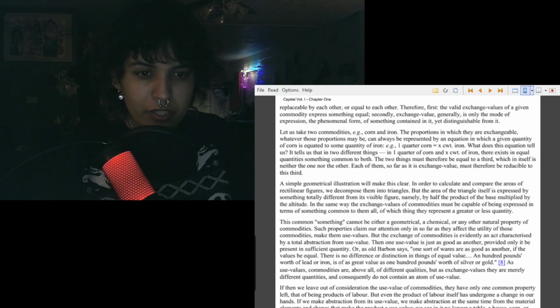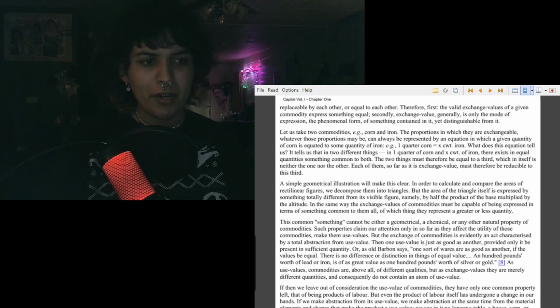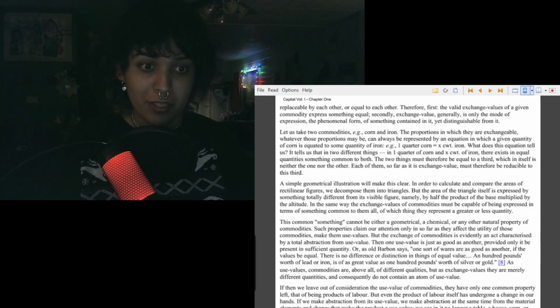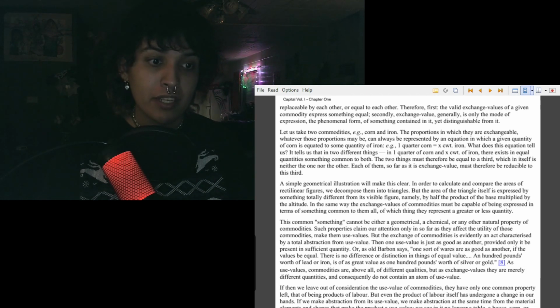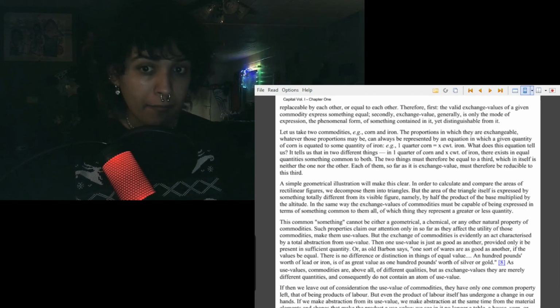A simple geometrical illustration will make this clear. In order to calculate and compare the areas of rectilinear figures, we resolve them into triangles. But the area of a triangle is itself expressed by something totally different from its visible figure, namely by half the product of the base multiplied by the altitude. In the same way, the exchange value of commodities must be capable of being expressed in terms of something common to them all, of which they represent a greater or less quantity. Okay.